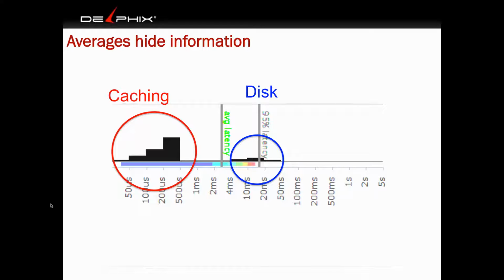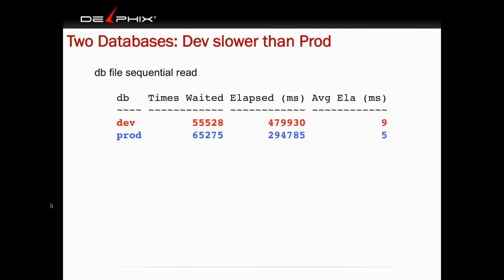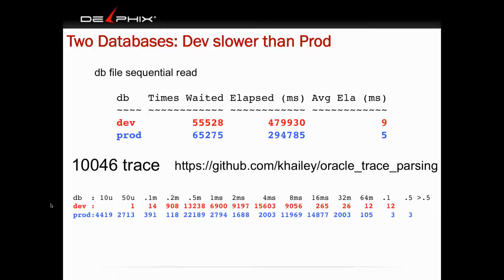We're benefiting from cache. So let's go back to our query case. What's happening in our query? We took the query and ran it through a 10046 trace, and with the trace, we get every single I/O request and the latency of the request. I put together a script, again on GitHub, called Oracle Trace Parsing, and what it does is divide all the I/Os into histogram buckets.